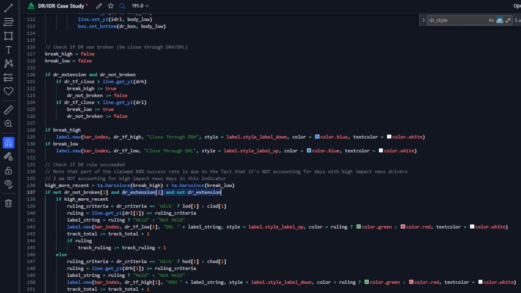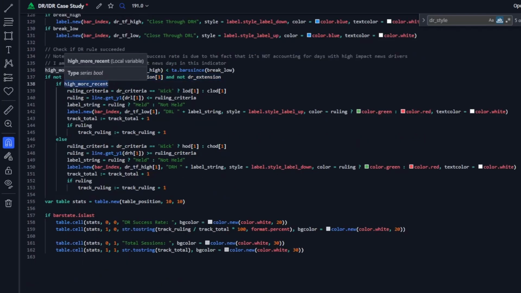So at 4:05, the DR extension would not be true, but at 4 o'clock, 1 bar before that, it would be true. So this condition right here just tells me that we're at the end of the day. If we did break the DR high, then for my success criteria, I want to check, are we using wick or close? If we're using wick, then we want to be tracking the low of the day. And if we're using close, we would want to be using this close low of the day.